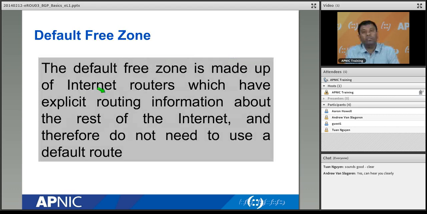What is the default free zone? If you see the connectivity diagram among all the ISPs, there are some big ISPs in the world. We call them tier 1, the mother ISPs, which don't carry any default route. They have explicit routing information at the top of the hierarchy of the internet. There are around 10 or 12 big ISPs now. Those are tier 1, and they don't carry any default route. That zone where the network doesn't carry any default route, we call the default free zone. All right.